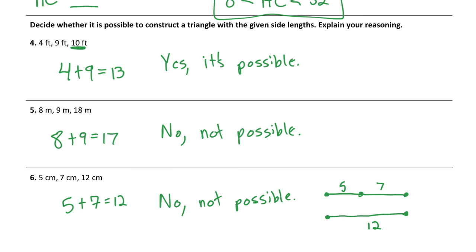I can't create any sort of angle that creates a figure, a polygon, because 5 and 7 are the same length as 12. This length needs to be more than 12 to create any sort of shape, okay? Because they're the same length, cannot create a triangle from that.